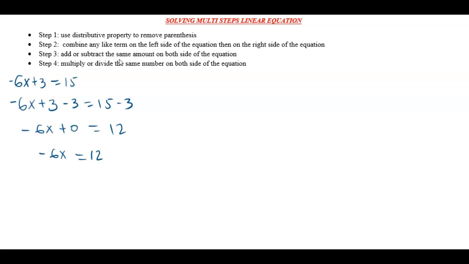Now, the fourth step is to apply multiplication or division. So because negative 6 is multiplied by x, then we have to divide by negative 6. We always use the inverse operation. So that's multiplication, then we're going to divide by negative 6 on both sides of the equation. So that will cancel negative 6. We're going to have x by itself. So we got x equal negative 2.